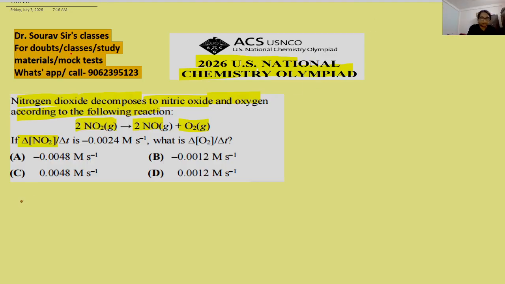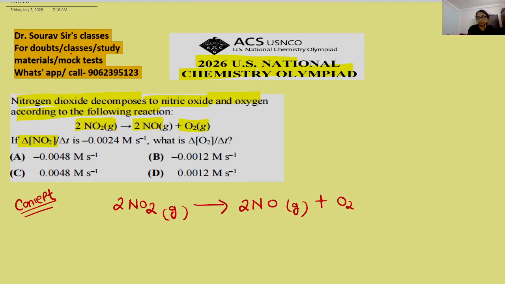What is the concept? This question is from reaction kinetics, the rate of reaction. So now first we will write the given reaction, that is the decomposition of nitrogen dioxide. It is in the gaseous condition. 2 moles of nitrogen dioxide decompose into 2 moles of nitric oxide plus 1 mole of oxygen.